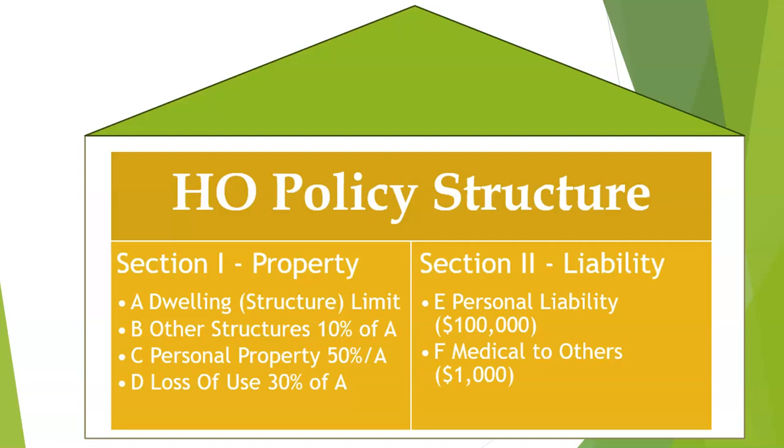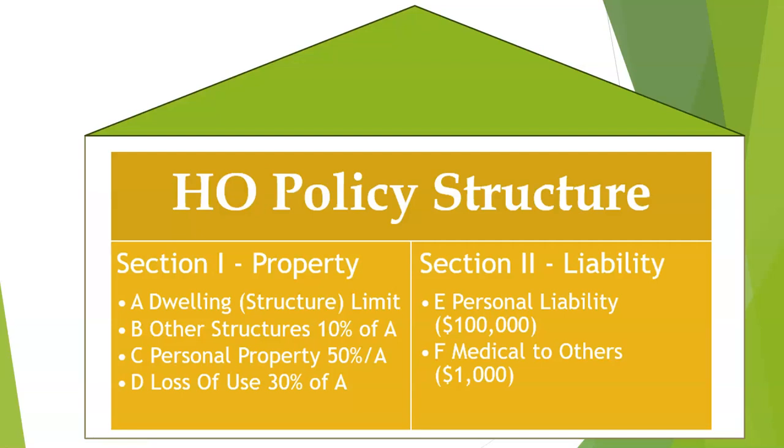Now, if I were to build you a homeowner's policy, it would likely consist of 2 sections. Section 1, your property coverages, and Section 2, your liability coverages. It's important to understand that everything in Section 1 is coverage pertaining to the property. If there is no damage to the property, then Section 1 would not apply.